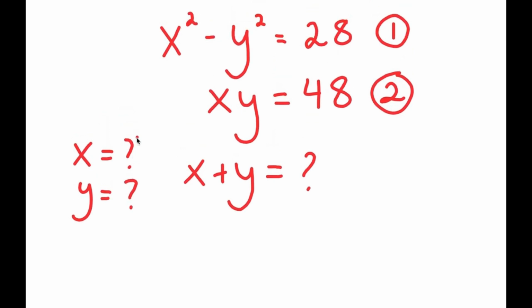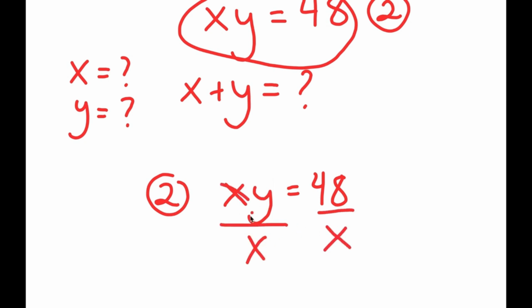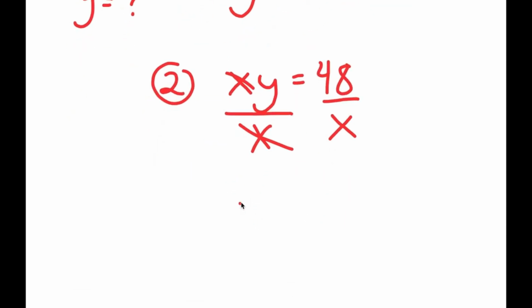So to start, what I'm going to do is use my second equation. Equation 2 is x times y equals 48. I'm going to solve for one variable in relation to the other. It doesn't matter which one, but in this case, I'm going to solve for y. To solve for y, I have to isolate it, meaning I have to get rid of this x by dividing both sides by x. So I get y is equal to 48 over x.